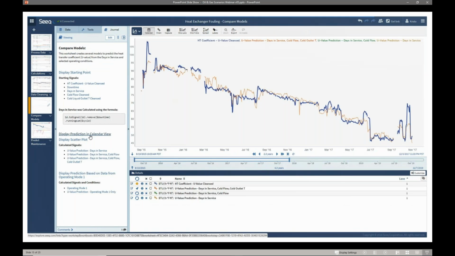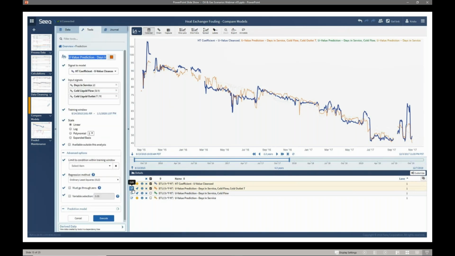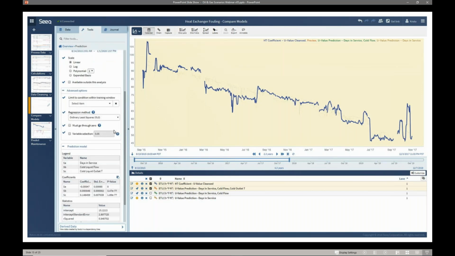I've made several different versions with varying input variables. I'll go ahead and open up this one here where I have 3 input parameters. So I've modeled my heat transfer coefficient with days in service, cold liquid flow, and cold outlet flow. Notice my training window is set to 2020 in the future. As new data becomes available in my historian, it's read into Seeq and is continually updating my model. I've used a linear model and ordinary least squares.